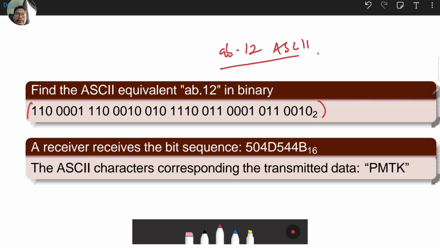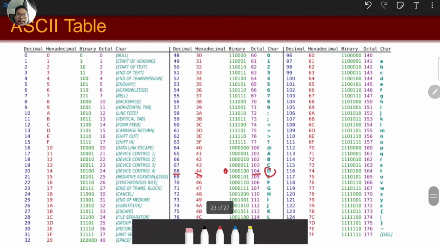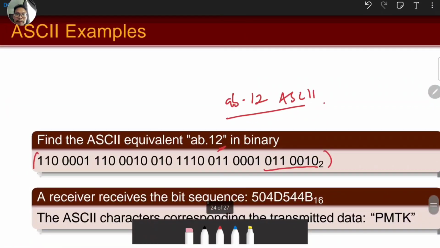For example, this 2 here is in fact this one. So we look at the number 2 in our table here. So 2 here is 110 010. Okay, so this is the number 2. And then we have the number 1. The number 1 should be this one. Okay, 011001.